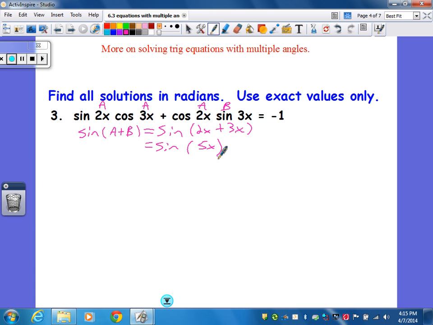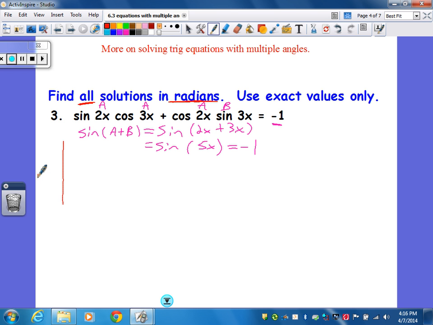Okay, now that we're at 5x, that is all equal to 1. Or negative 1, sorry. Negative 1. Okay, so we want to know where sine 5x is equal to negative 1. Well, and looky, right here, radians. And we want all solutions, not just from 0 to 360, we want all radians. Okay, so right away, I need to think, sine 5x equal to negative 1.